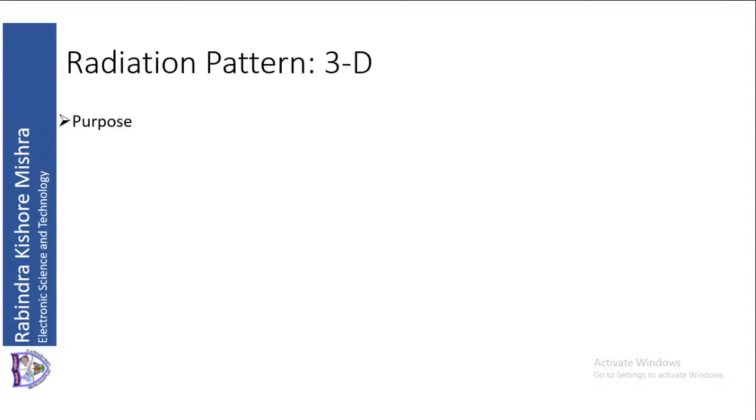The purpose of looking at the 3D radiation pattern is looking at the complete radiation over the space, how the radiation is distributed over the space. It gives you the complete view of the radiation pattern, a 360-degree view, and it will be easier for quantifying the radiation characteristics. So radiation pattern characteristics can be easily quantified if we know the 3D radiation pattern.